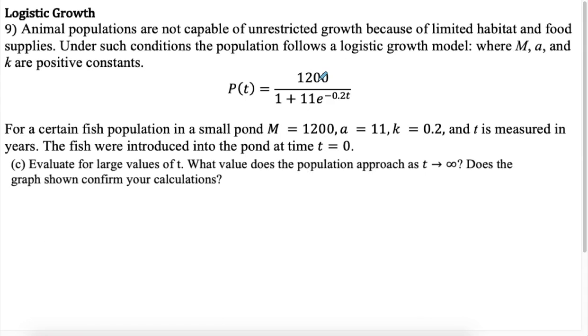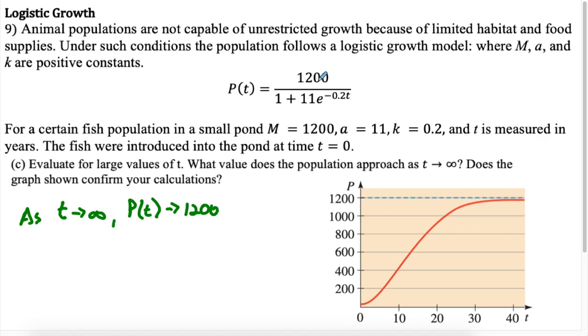Okay, that is going to tell me the theoretical maximum number of things that can be supported. Okay, that is my carrying capacity. So in this case, the theoretical maximum number of fish in the pond is 1,200. So if we graph this problem, we're going to have an asymptote here at 1,200.